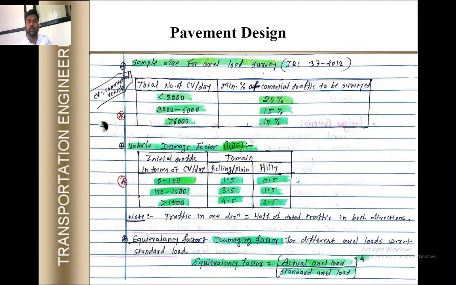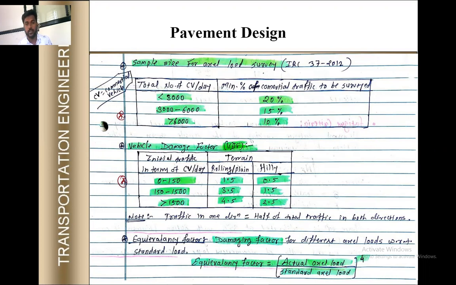Then the vehicle damage factor, on the second table. Vehicle damage factor. It depends on the commercial vehicles per day. Okay, how many commercial vehicles are there per day? It depends on that. And what is meant by the commercial vehicle?